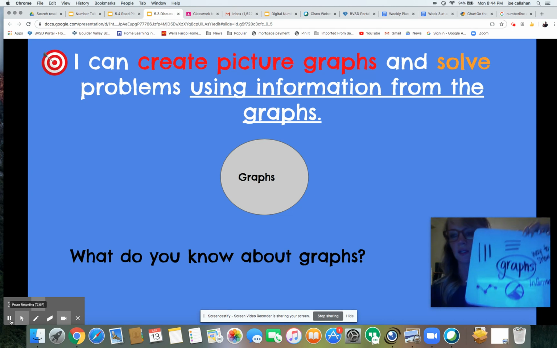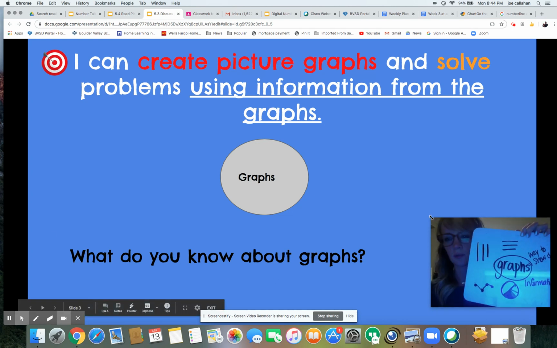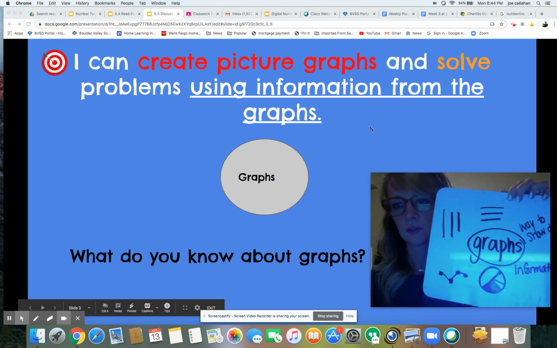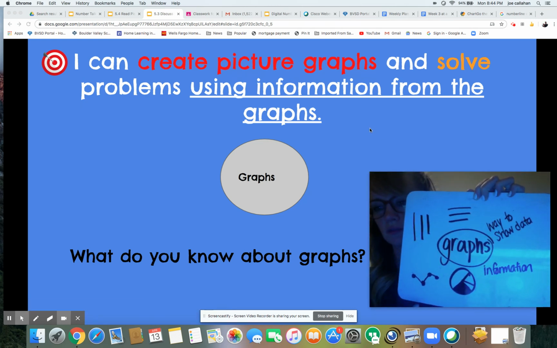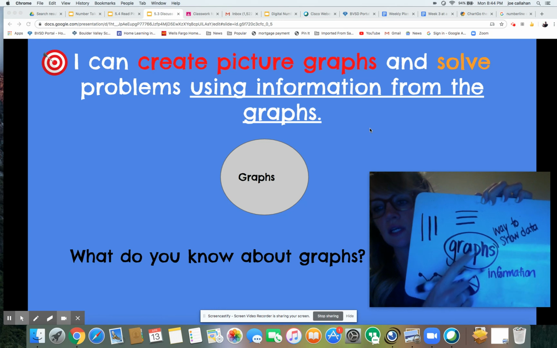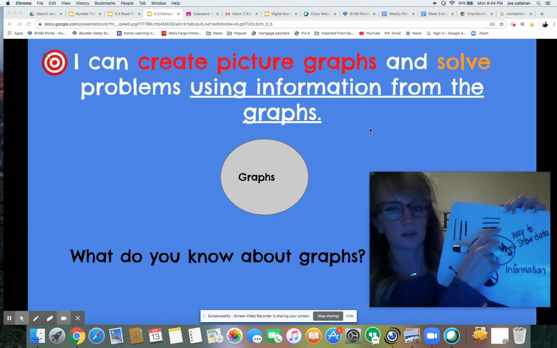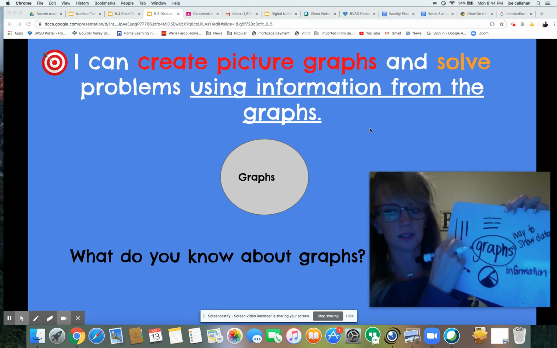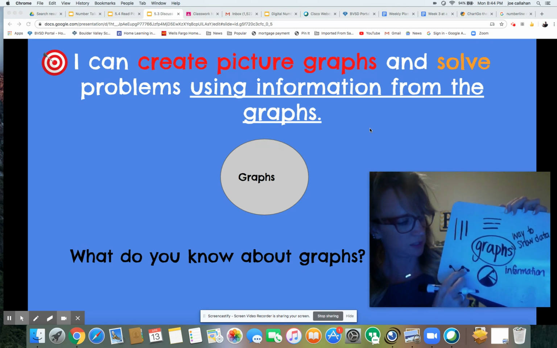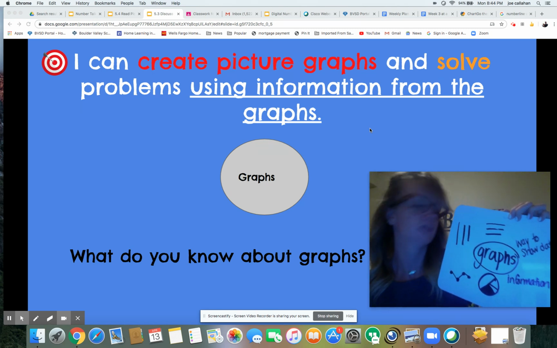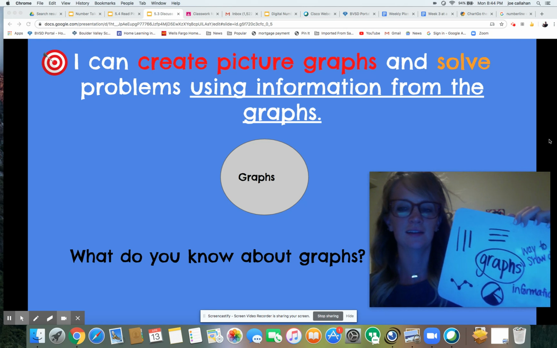All right, here's what I came up with. What did you come up with? Shows information, a way to show data. I know I've seen graphs that look like this, and this. Nicely done.